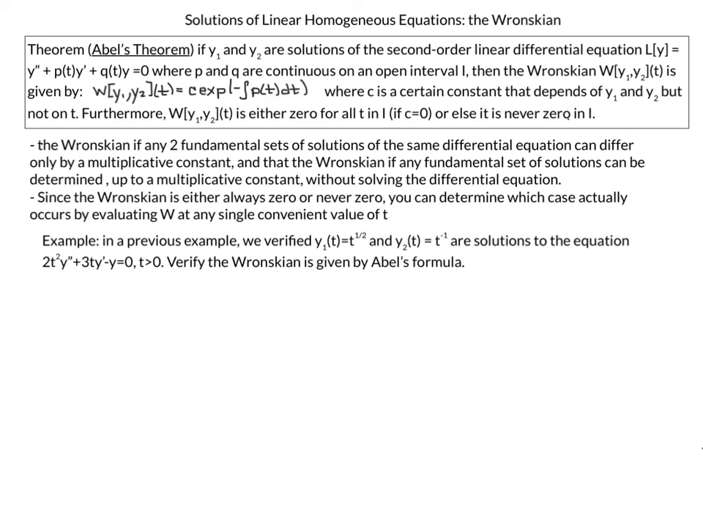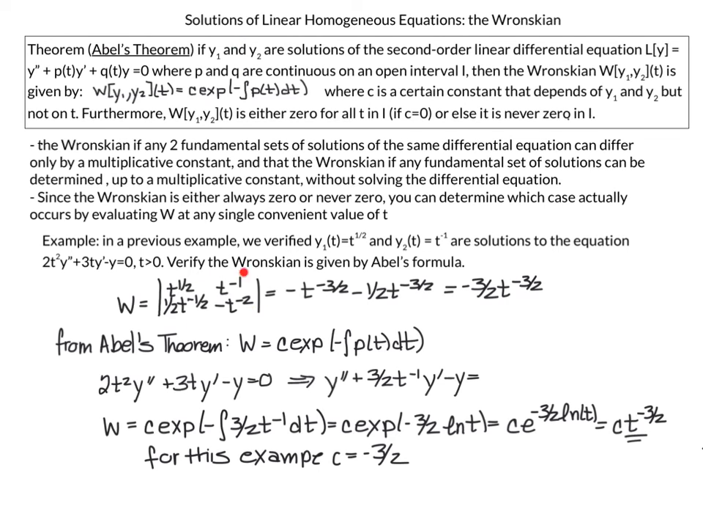So in a previous example, we verified that y1 equals t to the 1/2 and y2 equals t to the minus 1 are solutions to the equation 2t squared y double prime plus 3t y prime minus y equals 0 for t greater than 0. We're going to verify the Wronskian is given by Abel's formula. Just to review, we had calculated the Wronskian earlier, but I repeated the calculation here. Here's y1, y2, y1 prime, y2 prime, and it's equal to minus 3/2 t raised to the minus 3/2.